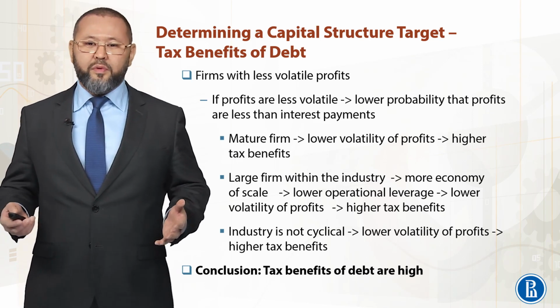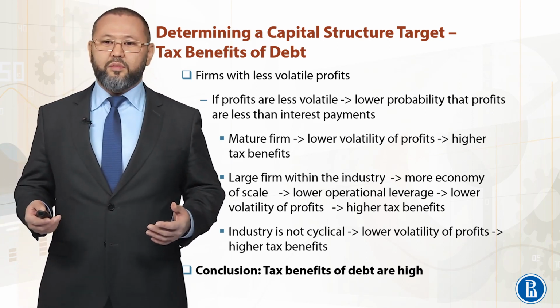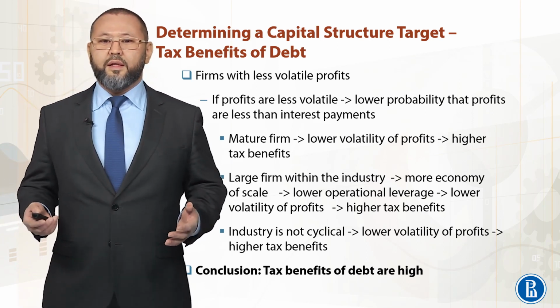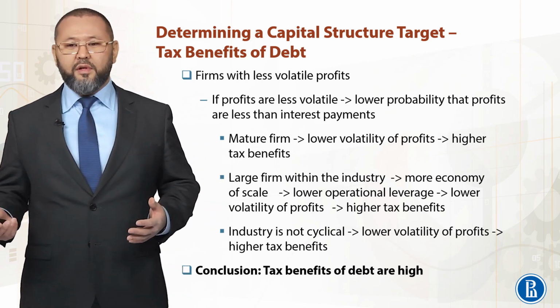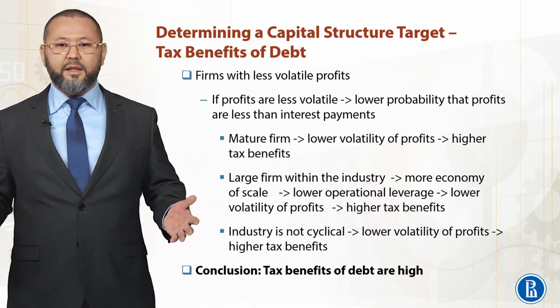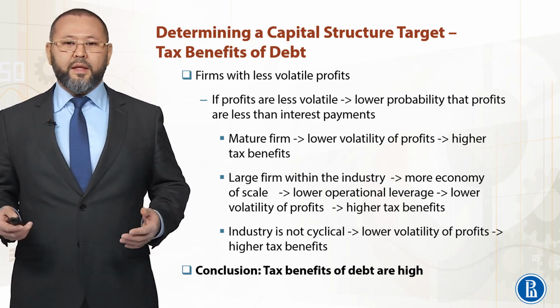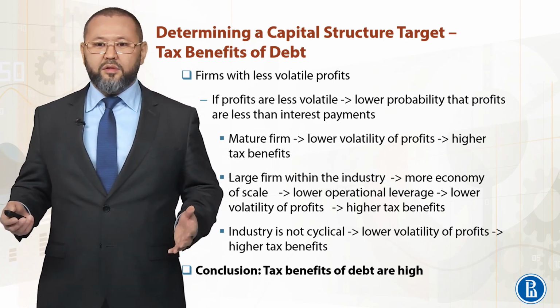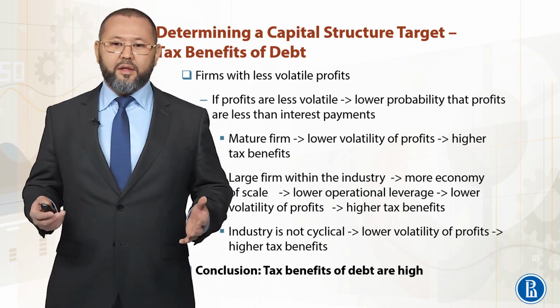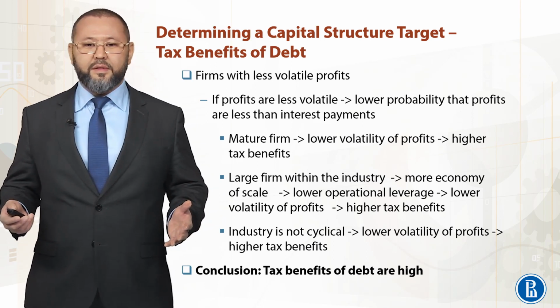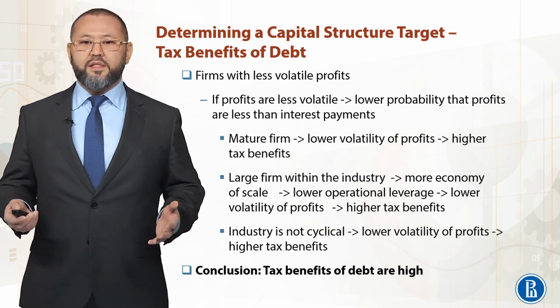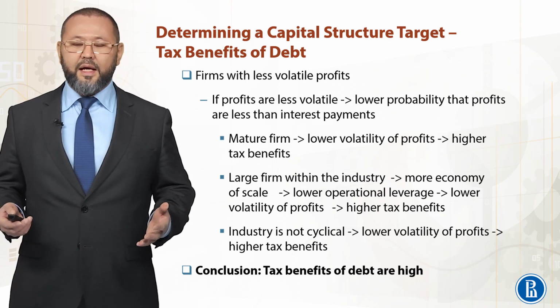We are a large firm within the industry, so that means that we have more economies of scale, and that means lower operational leverage, lower volatility of profits, and again, higher tax benefits. Our industry is not cyclical, so again, that means that we have lower volatility of profits and higher tax benefits. So our conclusion is that tax benefits of debt are high.